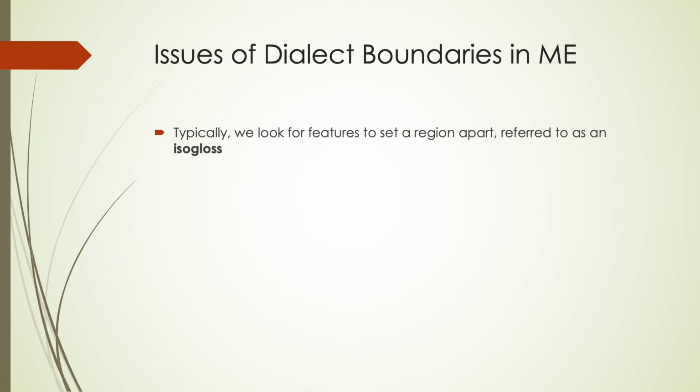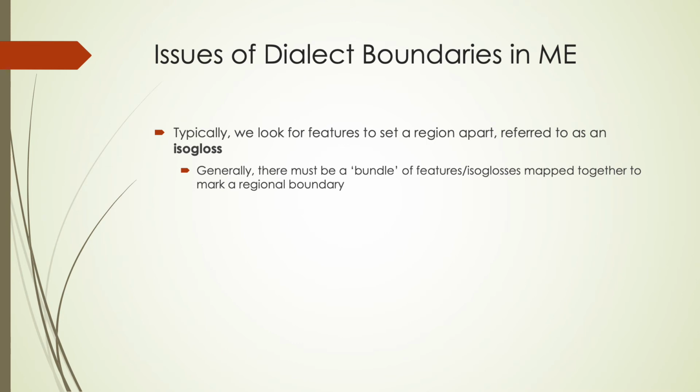And generally, what we're looking for is a bundle of these different features, these different isoglosses that are mapped together, that say that there's a lot of features on this side of the line that are all used in this area. On the other side, a lot of these features change, and that gives us more evidence of a clear dialect boundary. One of the clearest ones in the United States today would be between Southern English and other areas of English.